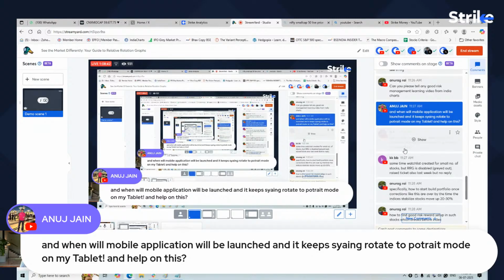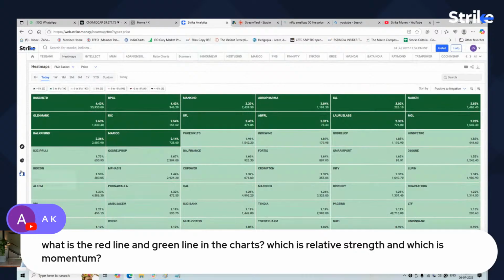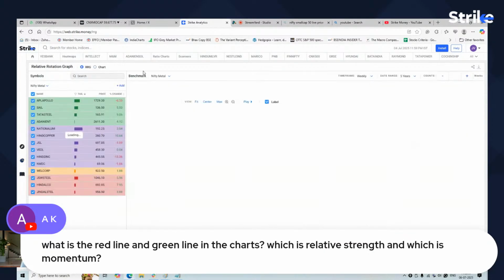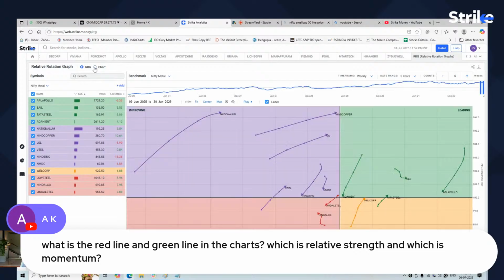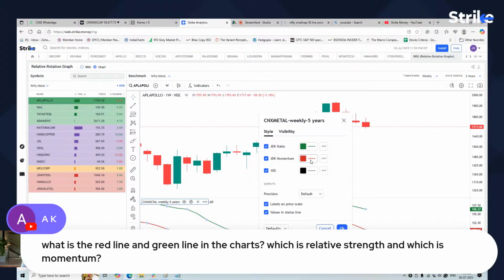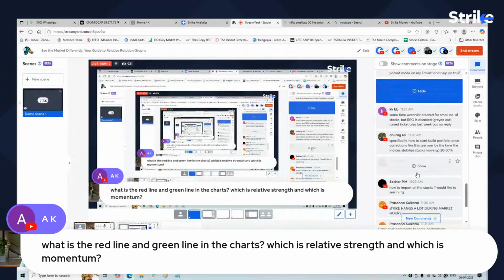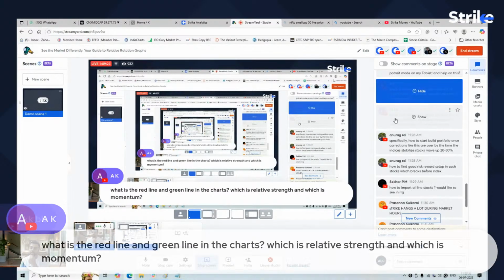What is the red line and the green line, which is relative strength? The question is by AK. So in the chart, if you get confused, frankly, even I get confused. So what I do is that I double click. When you double click, it will tell you the black line is the 100, which is the midpoint, and then the red one is the momentum, and the green one is the RS ratio.